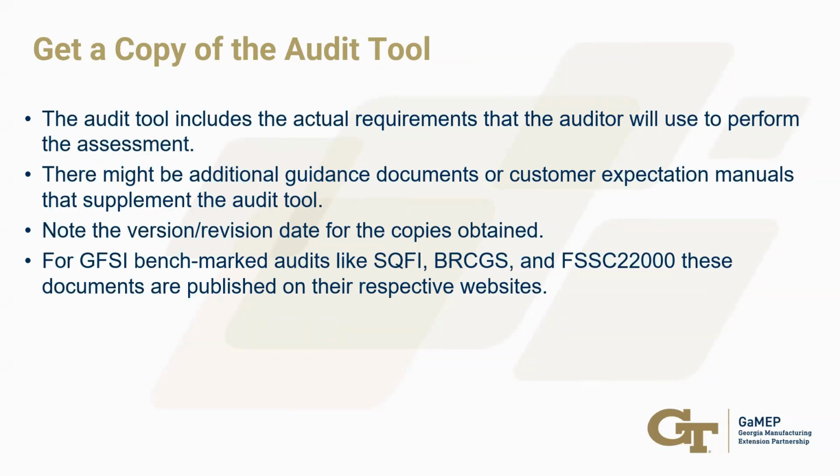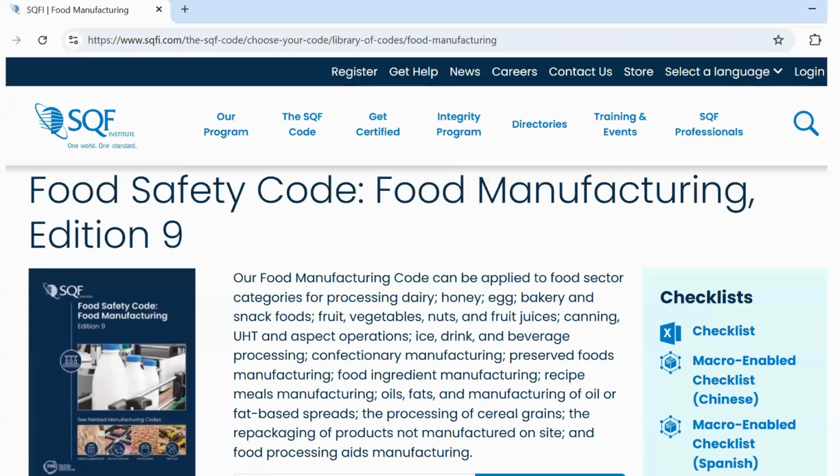You'll also want to take note of the version of the audit tool and expectation manual you're looking at in case it updates. For GFSI benchmarked audits like SQF, BRC, and FSSC 22000, these documents are published on their respective websites. Here's an image of the SQF website where you can see the Food Manufacturing Code Edition 9 is available for free download, along with an Excel version of the audit checklist.